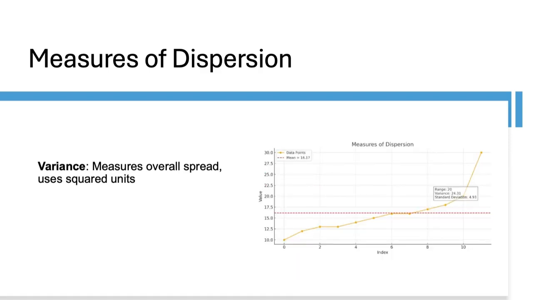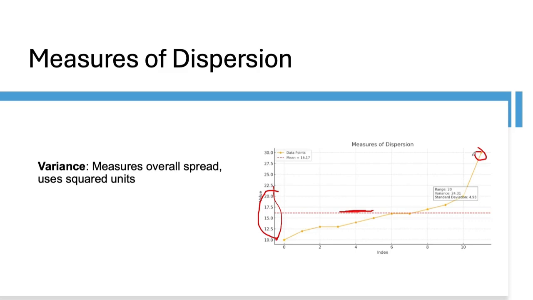Now on this graph, higher variance is reflected in how spread out the data points are from the mean, which is this red dashed line here. Here's what indicates that. Most of the data is clustered between 10 and 20, as you can see here, but there's a data point at 30 up here. That outlier, 30, pulls the mean upward and increases the spread of the data.